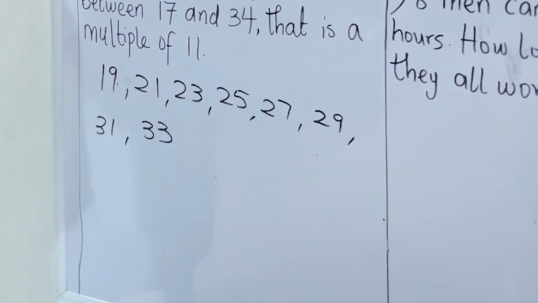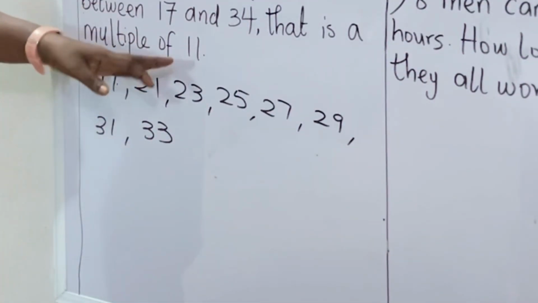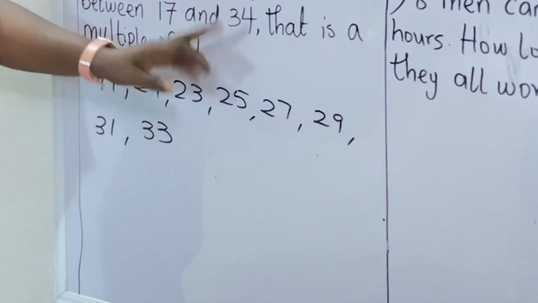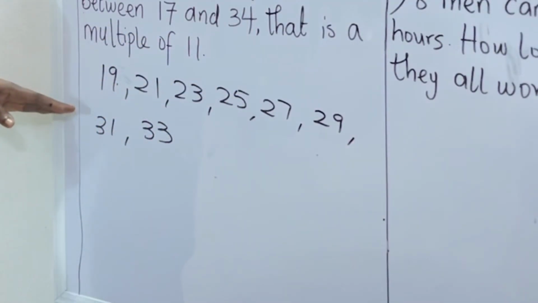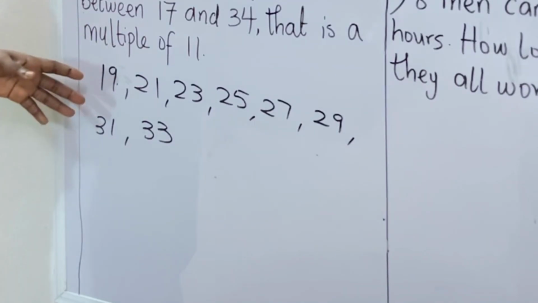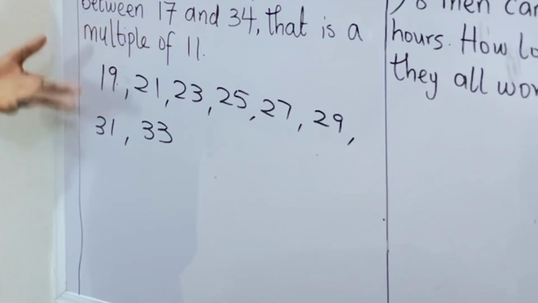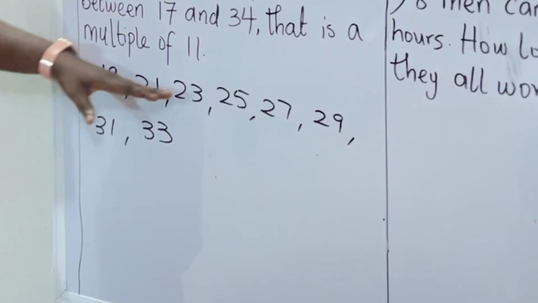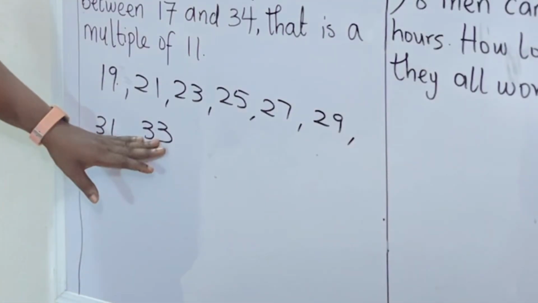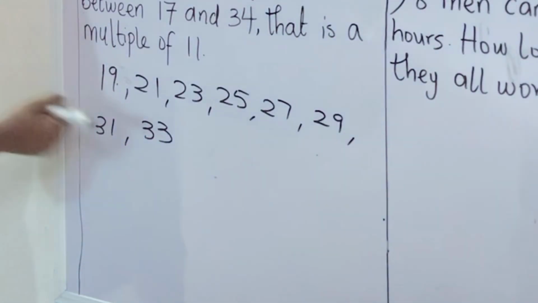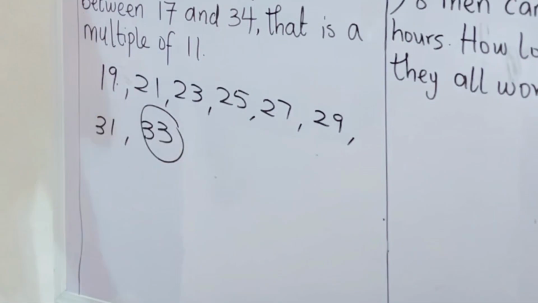Okay, look at these numbers now. Which one is a multiple of 11? That means if you multiply 11 by any number, you are going to get any of the numbers here. So that's the meaning of multiple. Okay, so 11 times 1 is 11. There is no 11 here. 11 times 2 is 22. There is no 22 here. In fact, 22 is an even number. 11 times 3 is what? 33. So that is our answer. 33 is a multiple of 11.